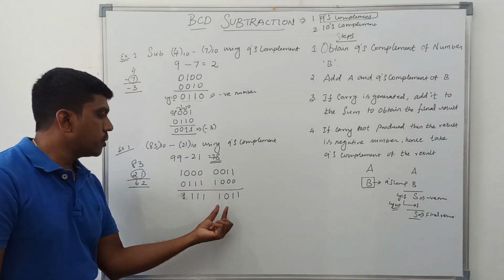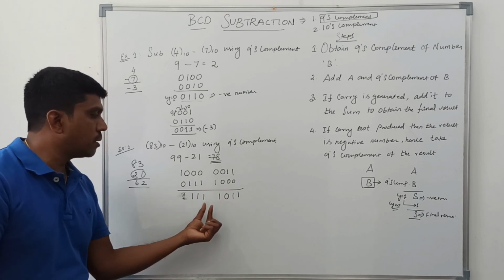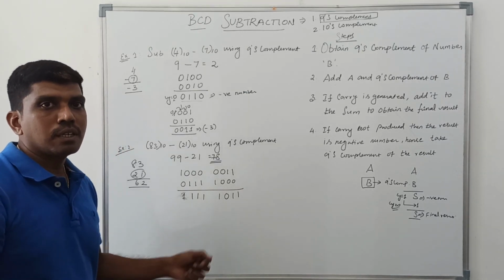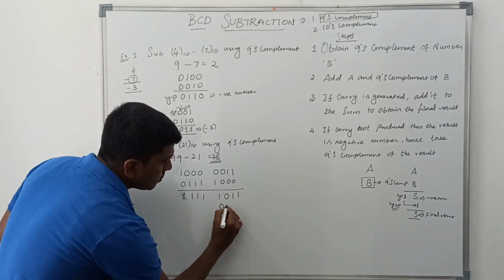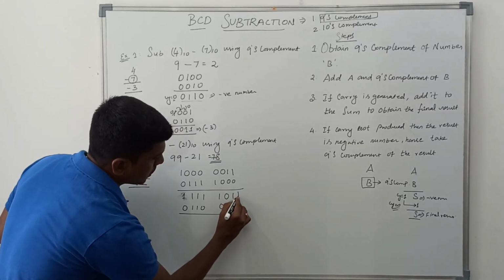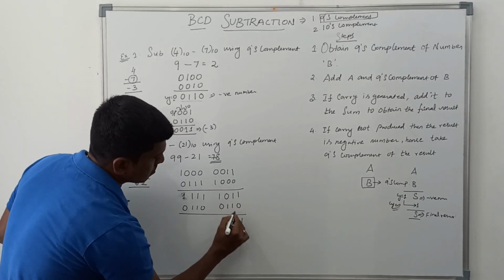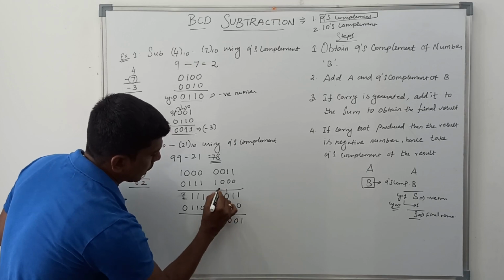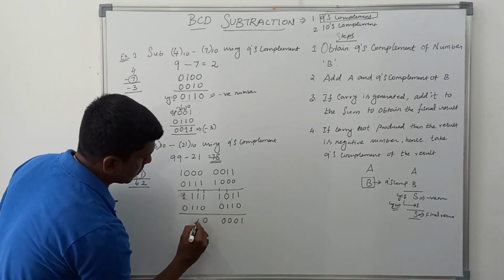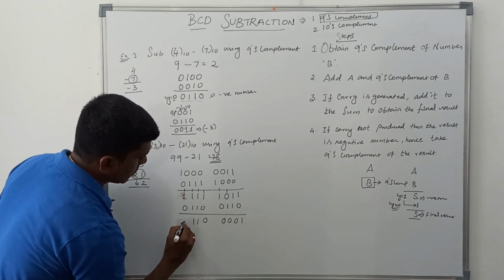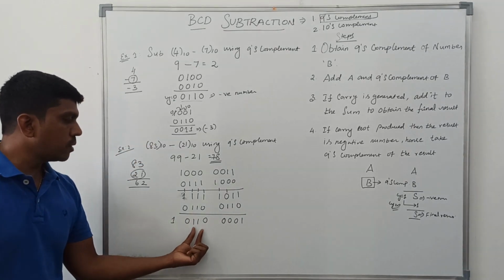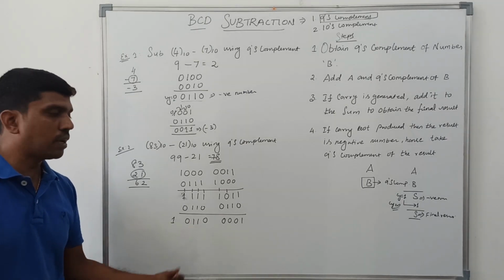After the addition, you check whether the number is a valid BCD number or an invalid BCD number. These two 4-bit values are invalid BCD numbers because they are greater than 9. So you add 6 to convert them to valid BCD numbers. Adding bit by bit, with sums and carries, now both 4-bit values are less than 9, so it's a valid BCD number.